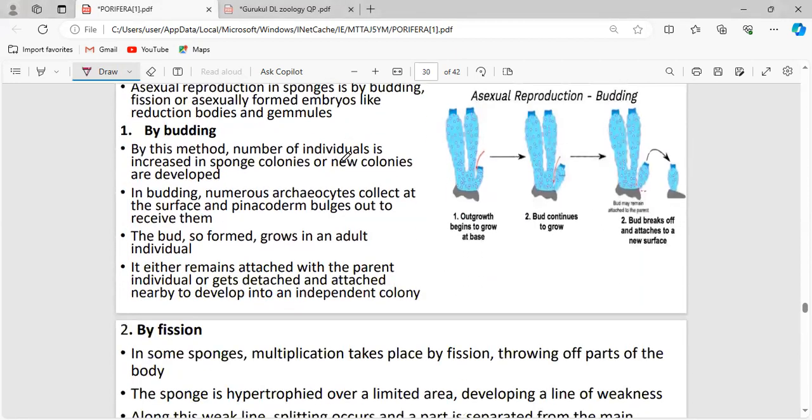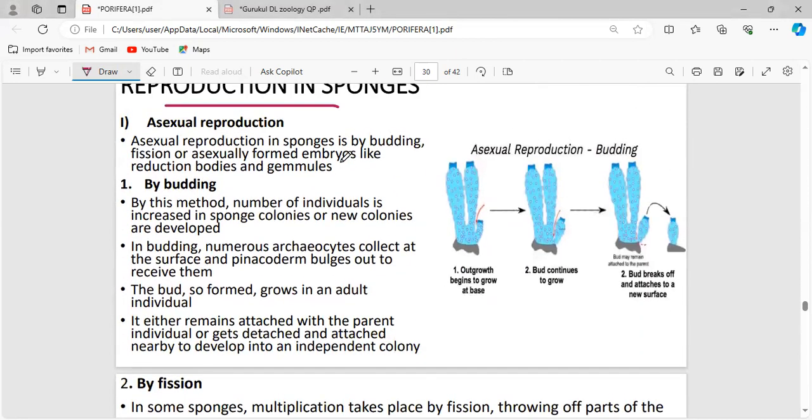Reproduction in sponges. Both sexual reproduction and asexual reproduction are seen in sponges. The first thing we are going to see is asexual reproduction. We know what is meant by asexual reproduction: there is no need for two individuals to give rise to the offspring or progeny. One single individual, whatever its gender, generally we can consider it a female, gives rise to the next generation. So there is no involvement of two different gametes in asexual reproduction.